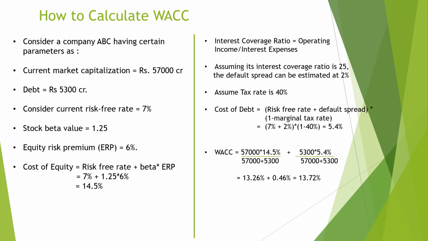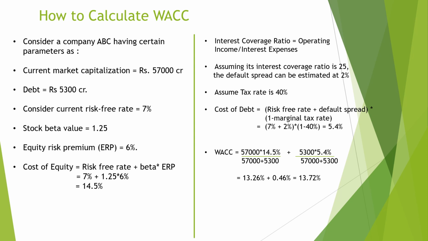So we have tried to offset the cost of equity with its respective contribution to the capital structure. 14.5% is multiplied by 57,000 divided by the total capital employed in the business. Similarly for cost of debt, we have multiplied 5.4 by its contribution to the total structure, which is 5,300, again divided by the total capital employed. In this way, we have arrived at the weighted average cost of capital of 13.72.